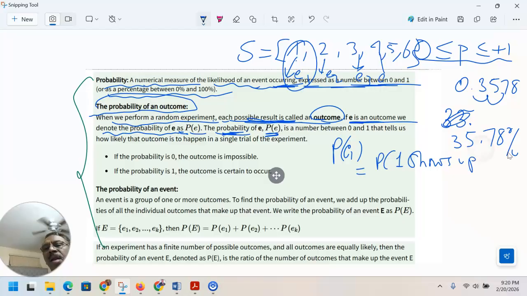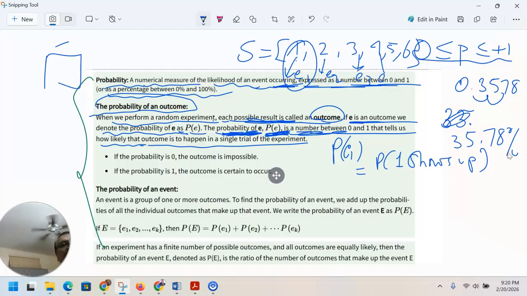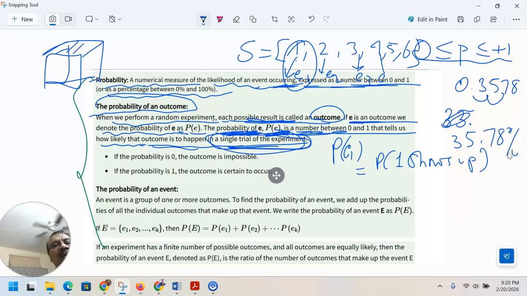So it's good to understand the theory also. Probability of E means the chance that, say, the number one shows up. It is between 0 and 1 and tells us how likely that outcome is to happen in a single trial. That means when you roll a die, that's a single trial of an experiment, and the outcome is what shows up. If the probability is 0, we say it is impossible, and if the probability is 1, the outcome is sure to happen.